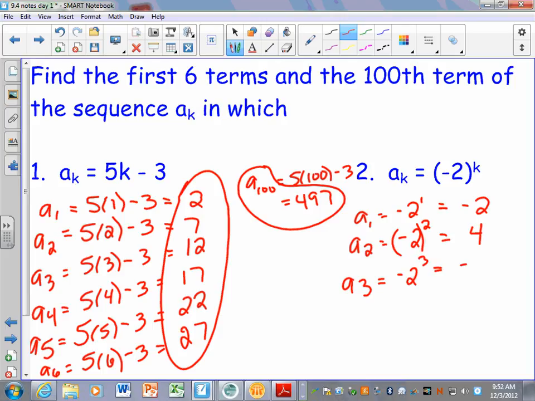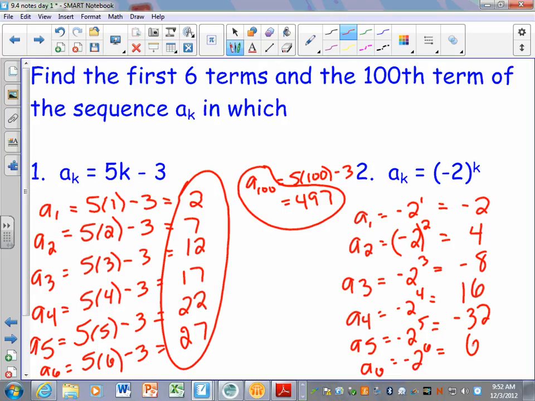Negative 2 to the third is negative 8. Notice a pattern here right away. I see it's negative, positive, negative. So that's something to notice as you're doing these. Negative 2 to the fourth would be 16. If I ask you to describe this pattern, you should see that we're just multiplying by negative 2 every time. Negative 2 to the fifth would be negative 32. And negative 2 to the sixth would be positive 64.